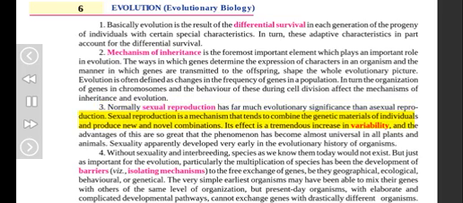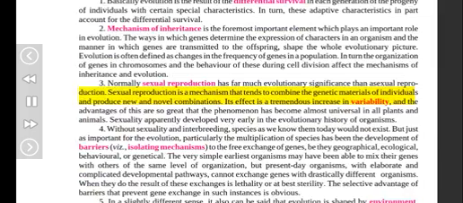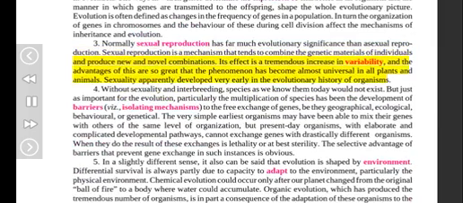3. Normally, sexual reproduction has far more evolutionary significance than asexual reproduction. Sexual reproduction is a mechanism that tends to combine the genetic materials of individuals and produce new and novel combinations. Its effect is a tremendous increase in variability, and the advantages of this are so great that the phenomenon has become almost universal in all plants and animals. Sexuality apparently developed very early in the evolutionary history of organisms.